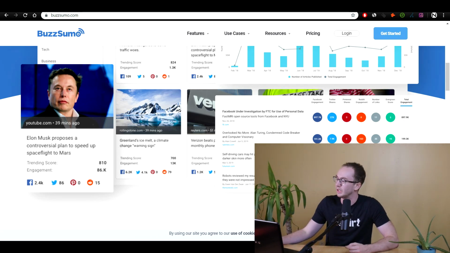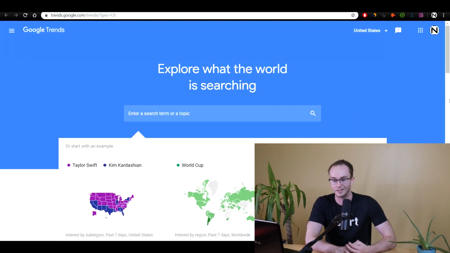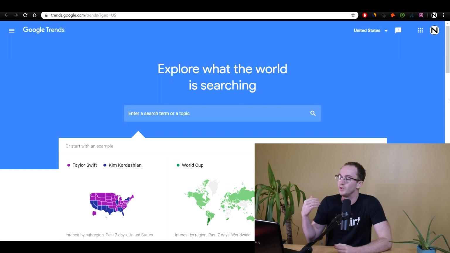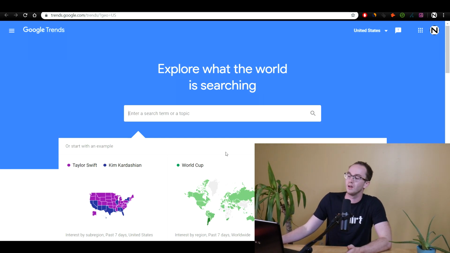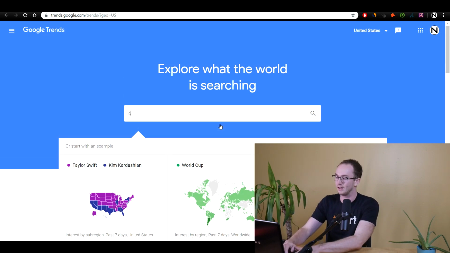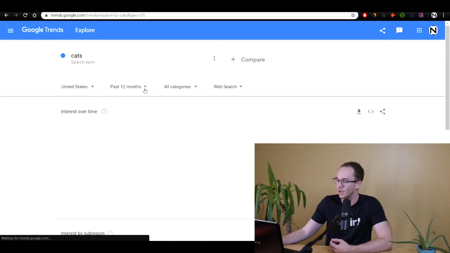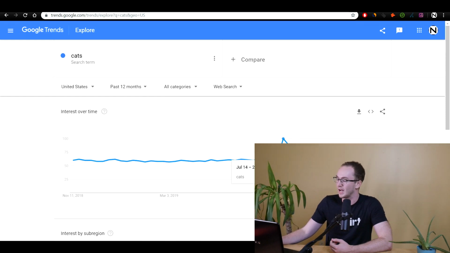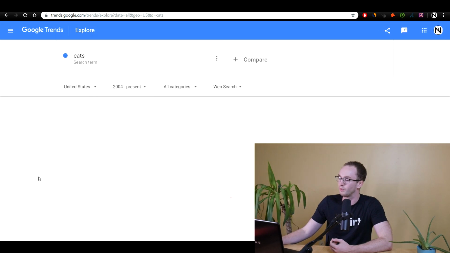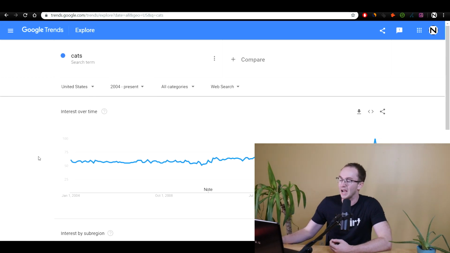Moving on to the last one here is Google Trends, a classic tool. This is not really directly a keyword research tool, but more of a topical popularity tool. You probably are familiar with this, but if you haven't ever used it before, you could search something like cats. Okay, let's see the popularity of cats over time. Over the past 12 months, I have no idea what this giant spike is, but from 2004 to present, we can see the popularity of cats is pretty consistent, right?